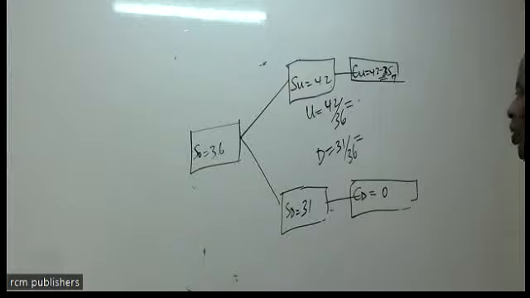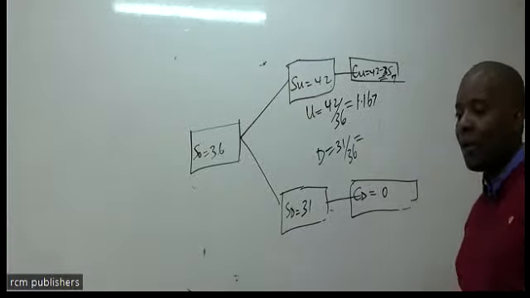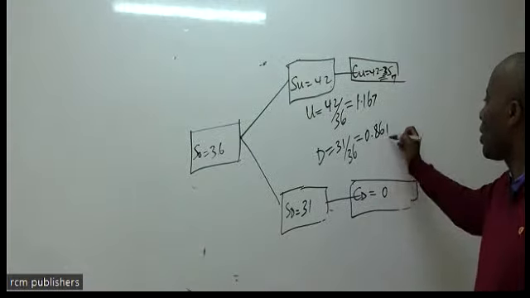42 over 36, 31 over 36. So the first one, the upward index, is 1.167, to 3 decimal places. How about the downward? Downward, 0.861. Thank you so much. Like that.